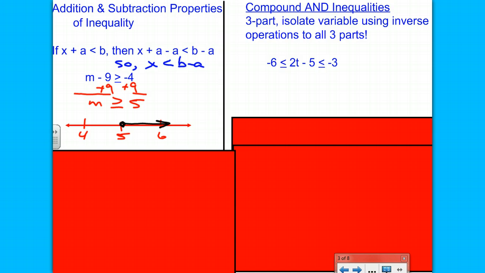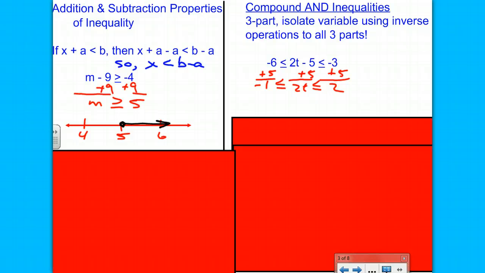And? Yes. So we're adding 5 to all 3 sides. Okay? Does addition change our sign? No. So keep the same inequality sign. And we end up with -1, 2t in the middle, and over here a +2.